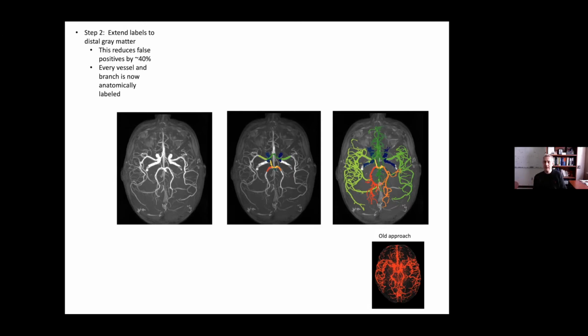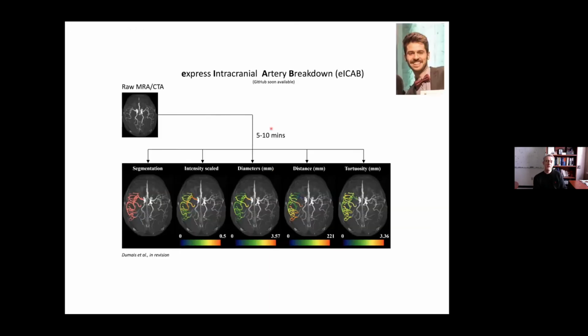And so all this is the work of this handsome go-getter right here, Félix Dumais, who worked tirelessly for 2 years, doing everything from the annotation to the deep learning protocol. It's a software that we call Express Intracranial Artery Breakdown, or eicab. The code will be available very shortly online.